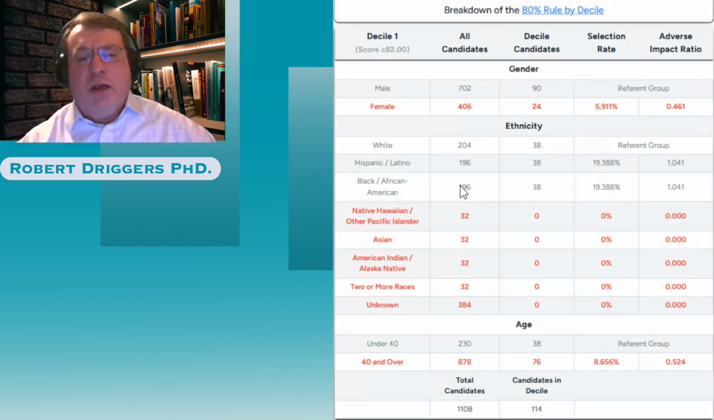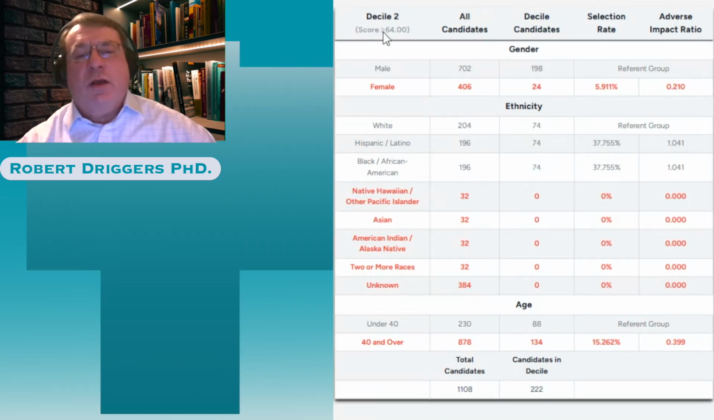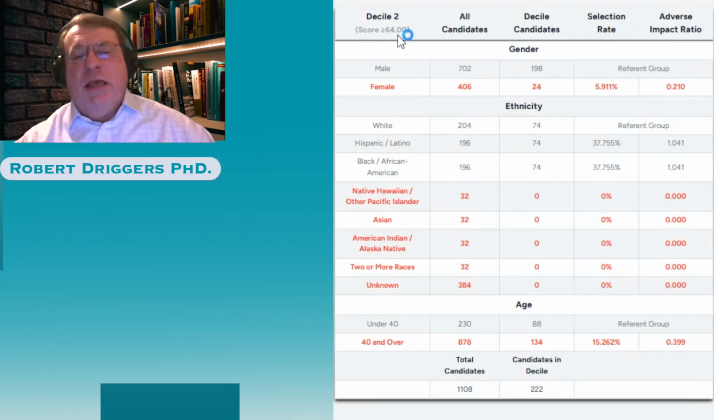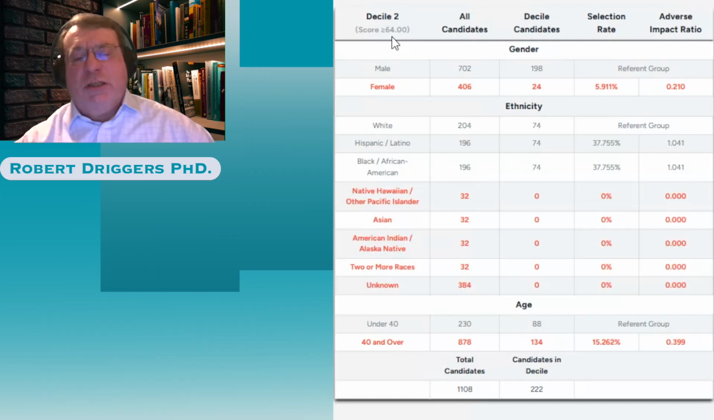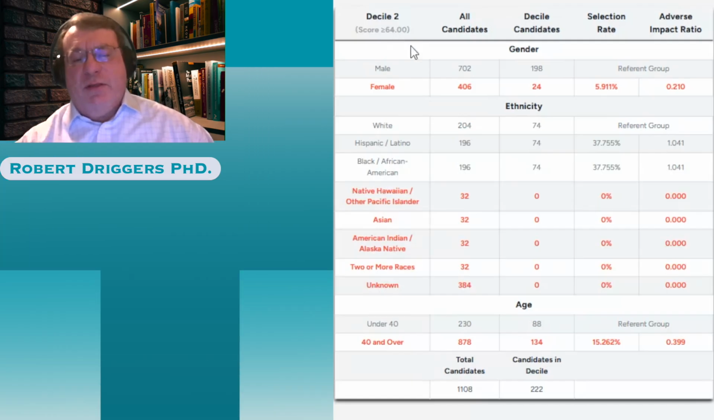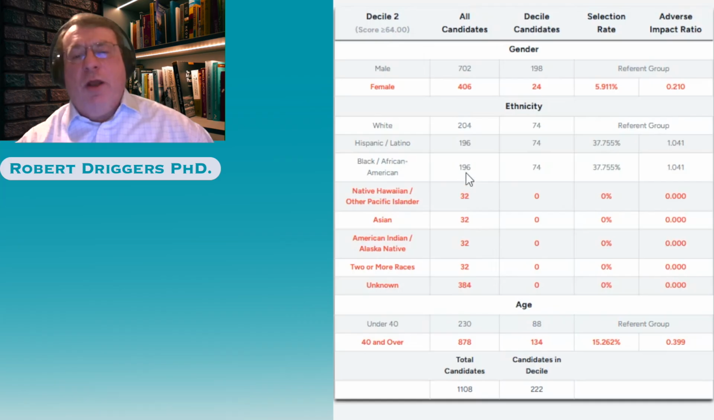As you notice, when I look at decile 2, the cut score is 64. So that means that every person in the data set whose test score was greater than or equal to 64 will be in this group. So this will include the people that were on page 1 and the new group.